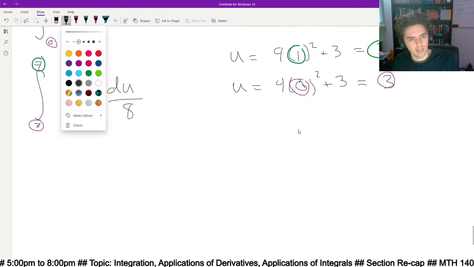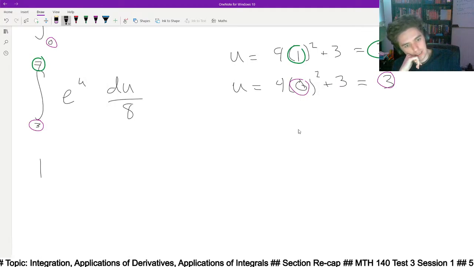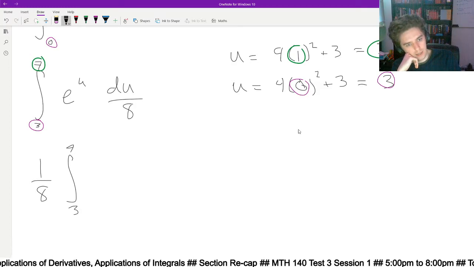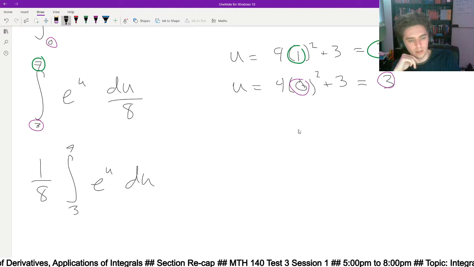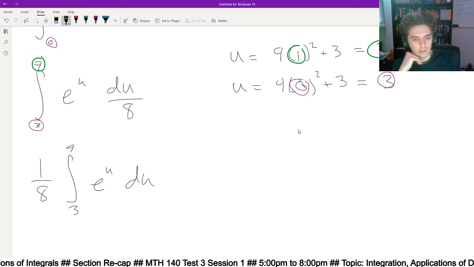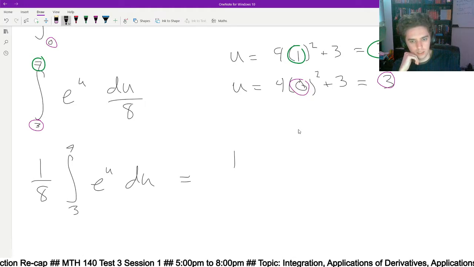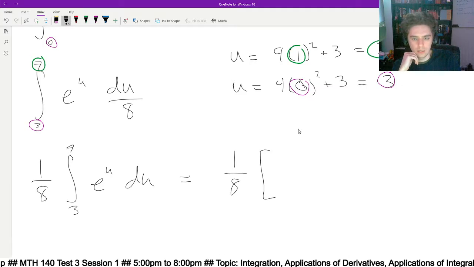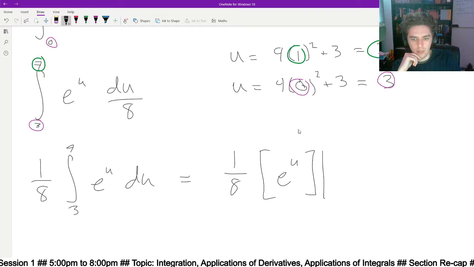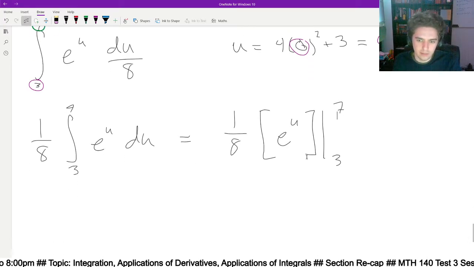So the next thing we can do is factor out the scalar multiple, that 1 over 8. So the scalar multiple is out, and it's just the integral from 3 to 7 of e to the u du. Of course, the antiderivative of e to the u is e to the u. That's what it means to be that exponential function. So we just have 1 over 8 times the antiderivative of e to the u, which is e to the u, evaluated from 3 to 7. Again, don't put the u in.